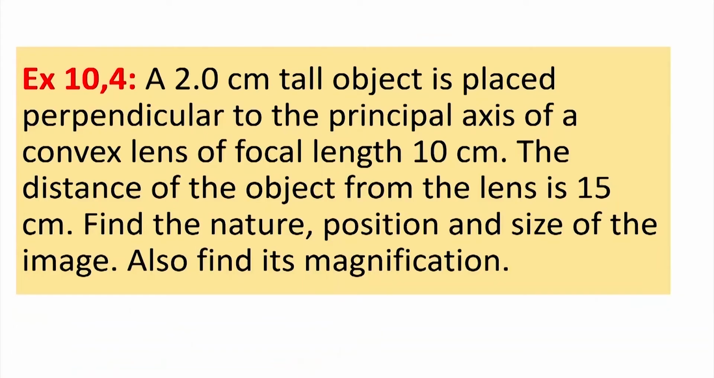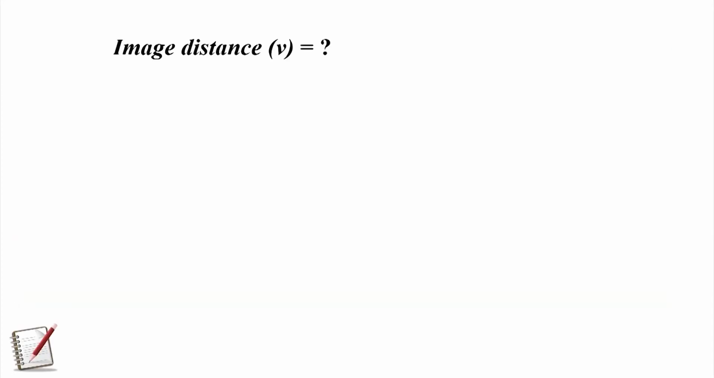Let us solve another problem on the convex lens. Example 10.4 I have taken. A 2.0 centimeter tall object is placed perpendicular to the principal axis of a convex lens of focal length 10 centimeter. The distance of the object from the lens is 15 centimeter. Find the nature, position and size of the image. Also find its magnification. So, let us write down the data.